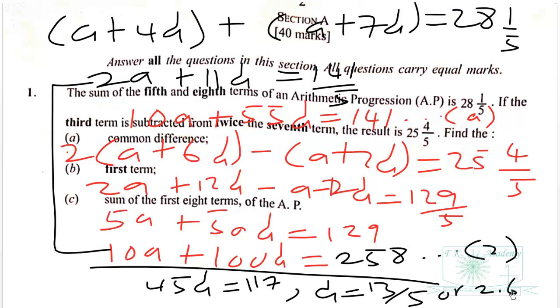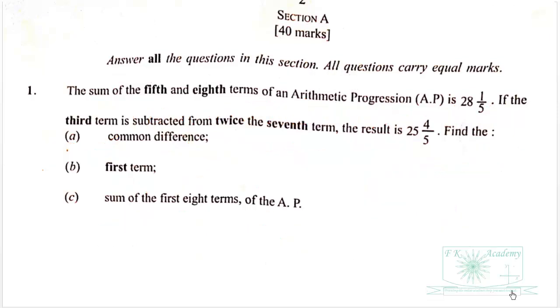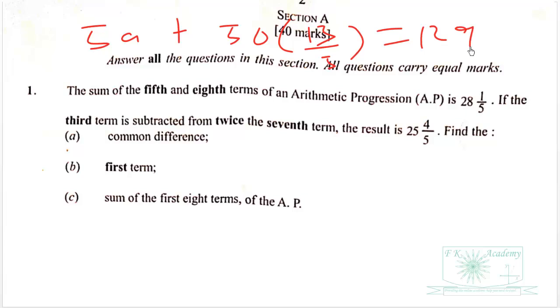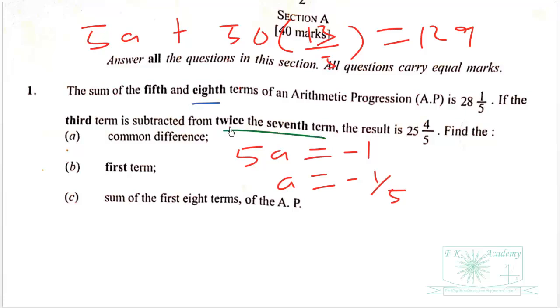We can find the value of a. We know that 5a plus 50 times 13 over 5 will be equal to 129. When you simplify this, you should obtain 5a to be equal to -1, and a will be equal to -1 over 5. I will leave that one for you to fill in. So we found the first term to be -1 over 5, the common difference to be 13 over 5.